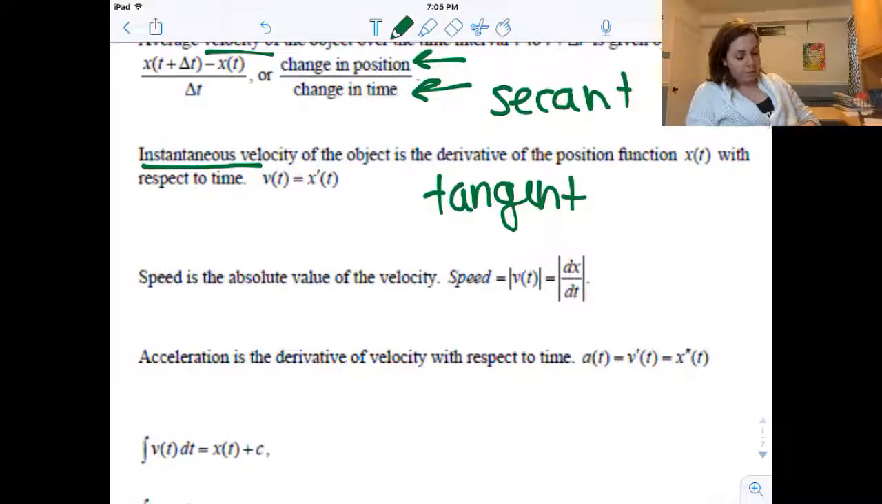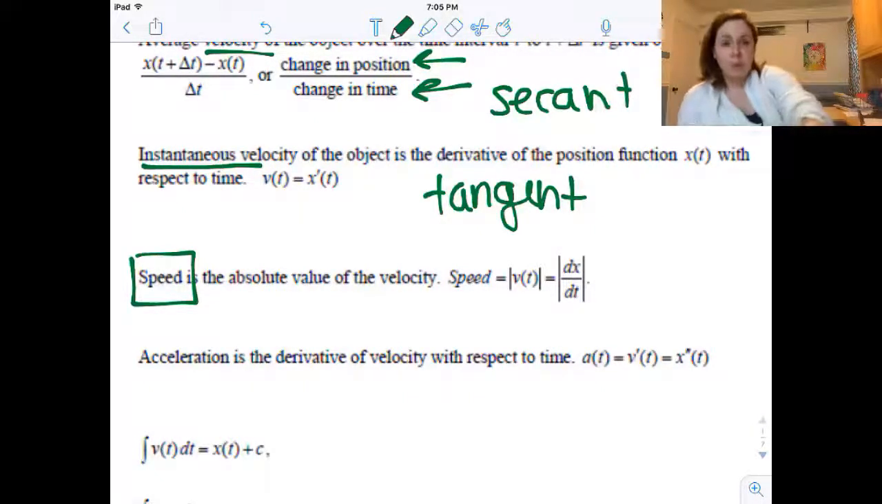Speed, this is going to be a really important distinction tonight. Speed is the absolute value of velocity. Velocity is a vector. Speed is a scalar value. So speed does not have a direction, whereas velocity can have a direction. So keep that in mind if that's something we get stuck on, and we'll talk more about that.